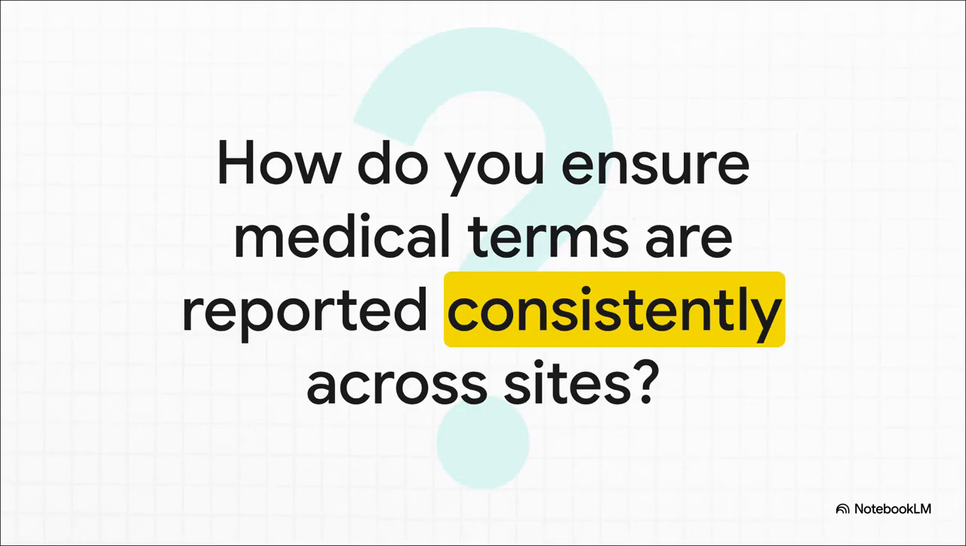Now, this brings up a fantastic question from Maya. Imagine you've got one site reporting a headache, another one reports head pain, and a third one calls it cephalalgia. They all mean the exact same thing, but to a computer, they're completely different. So how do we handle that?